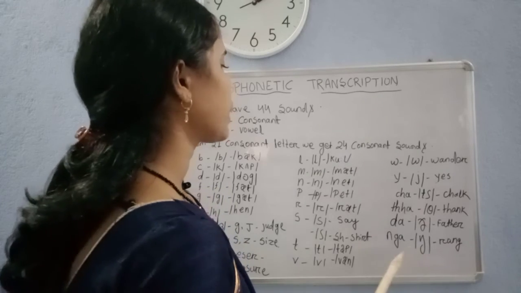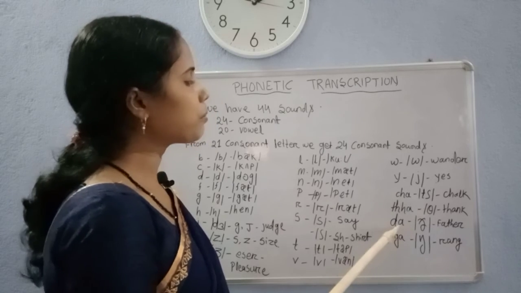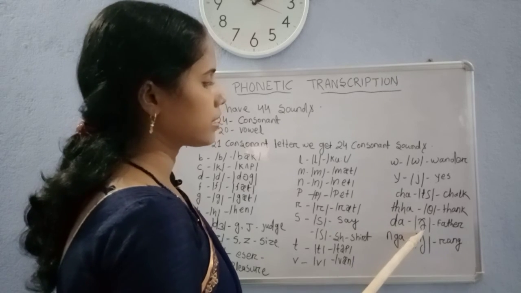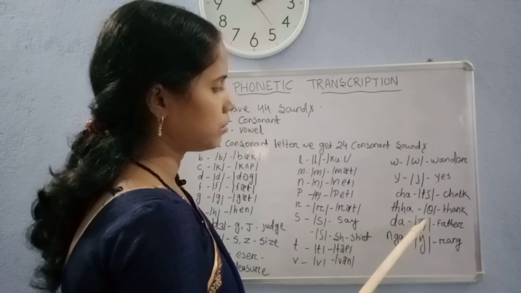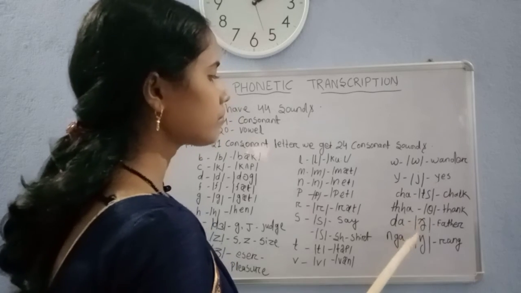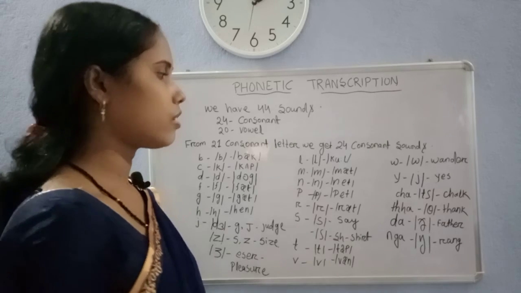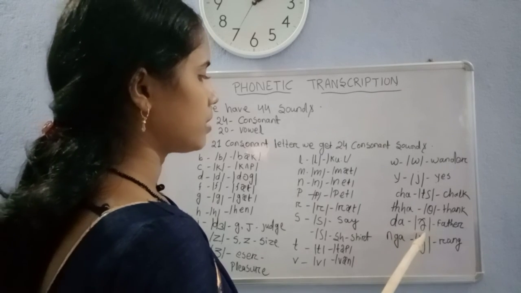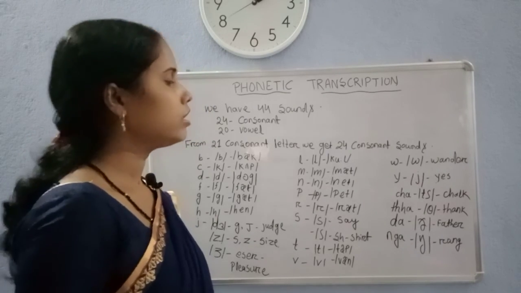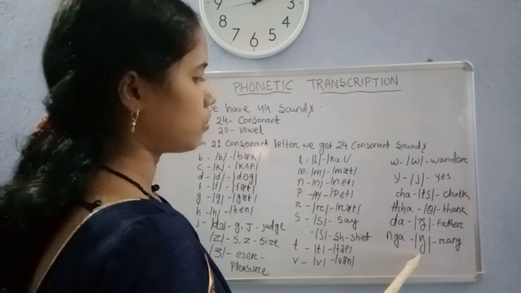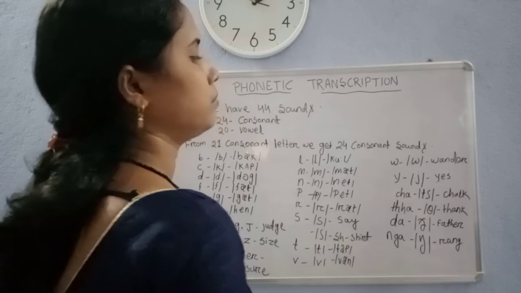Then come to the next sound, that is the voiced th sound. For this sound, this is the transcription: like this D, then put your mark. It is the sound in the word father. Then for the ng sound, the phonetic transcription is written like this, as in the word ring.